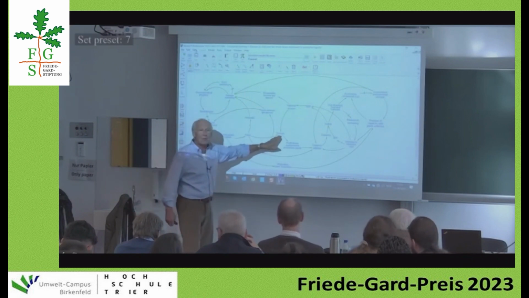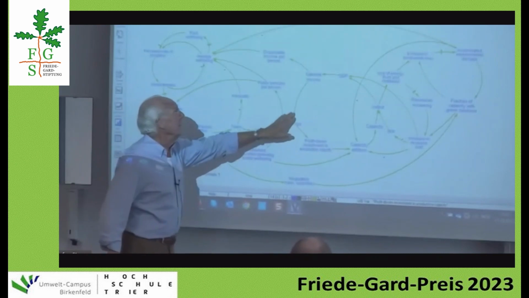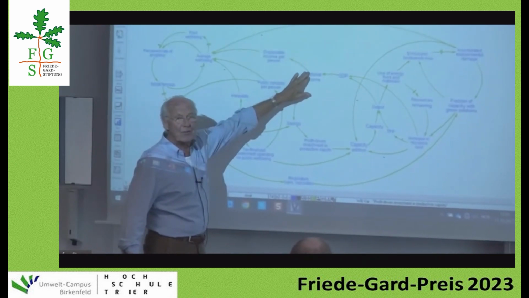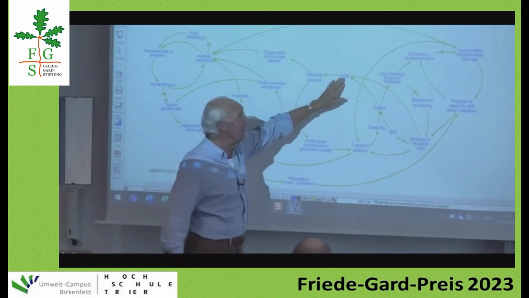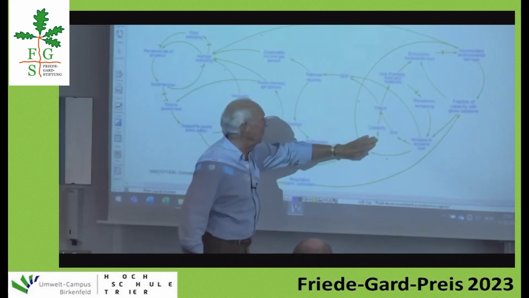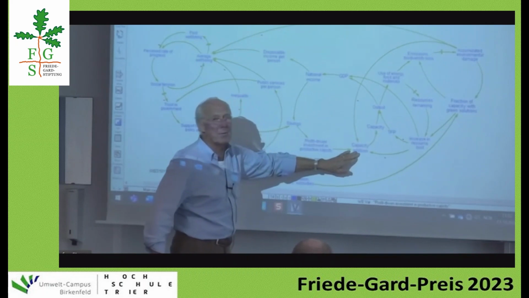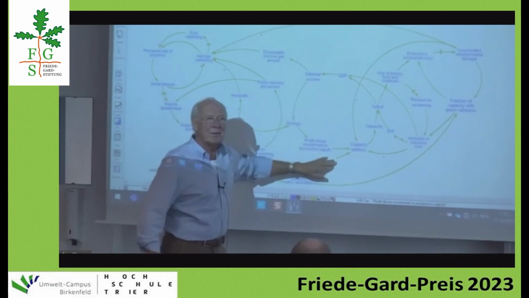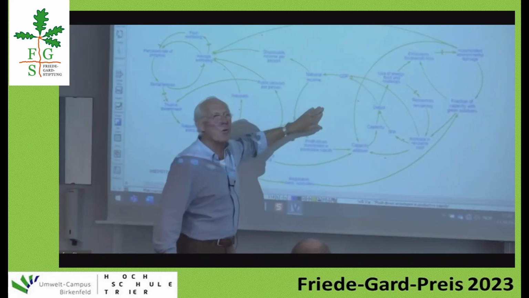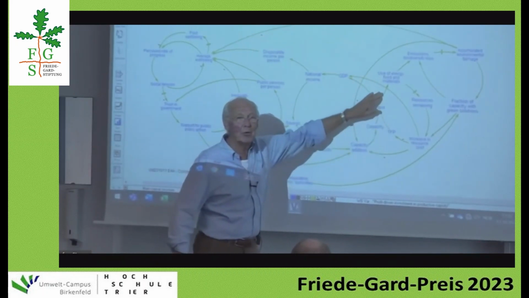Then you ask the question, where do the savings come from? They come, of course, from a certain fraction of the national income. What determines the national income is the GDP, which is determined by output, which is determined by capacity, which is determined by capacity addition, which is determined by profit. So here you have the central growth loop in the model system.